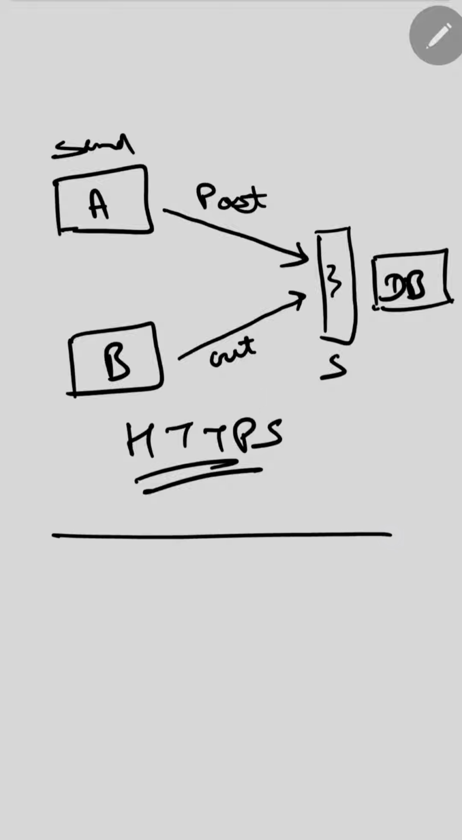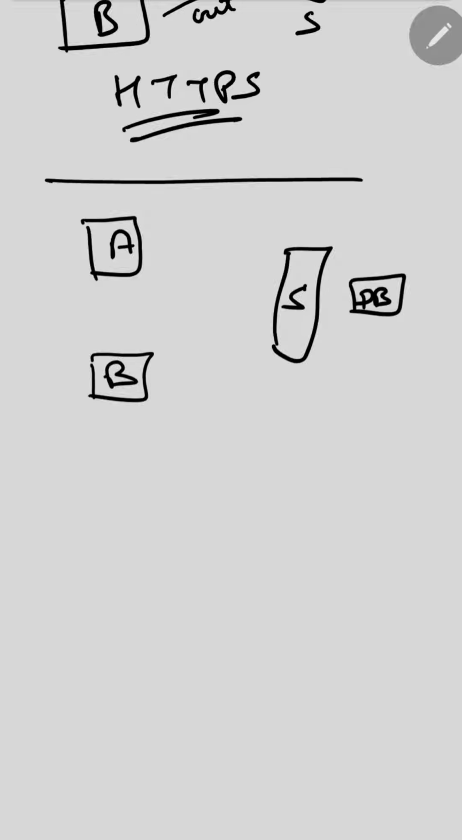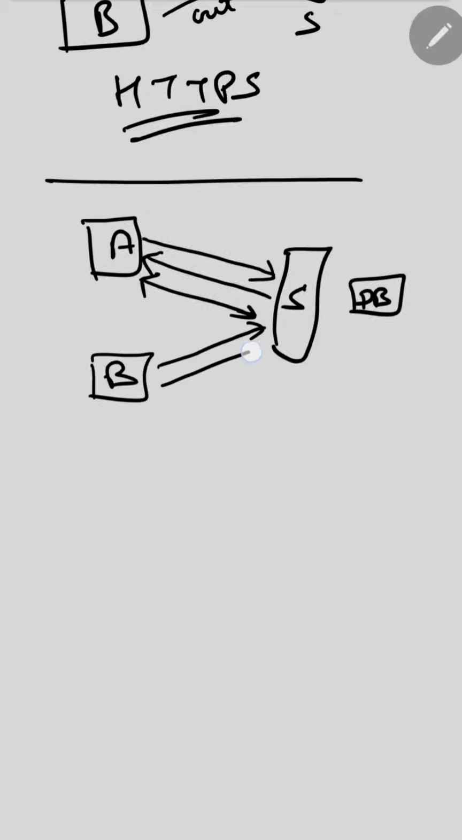So how does a WebSocket work? Suppose there is a user A, then there is a user B, and there is a server, then there is a DB. What happens is A sends a request to connect to the server, then the server sends a response to acknowledge the connection request, and a connection is set up between A and the server. Similarly, B would send a connection request, the server would acknowledge, and then a bi-directional connection is set up.